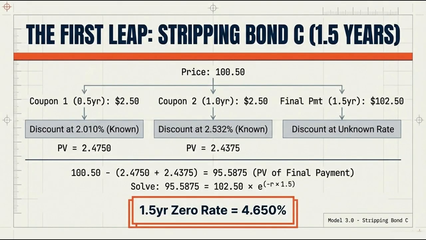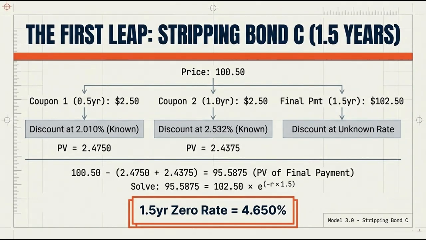We then set up the final equation to solve. And when we solve that algebra for r3, it yields a 1.5 year zero rate of approximately 4.650% per annum. Wow, look at that jump. From about 2.5% at 1 year to over 4.6% at 1.5 years. It's a massive implied expectation shift. The curve is getting very steep.